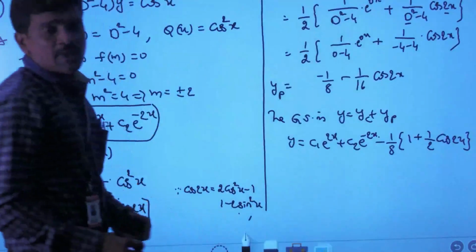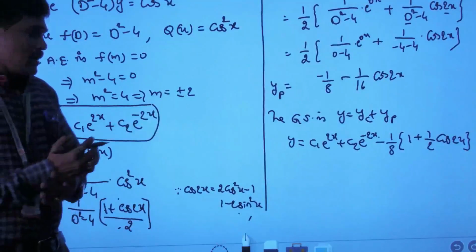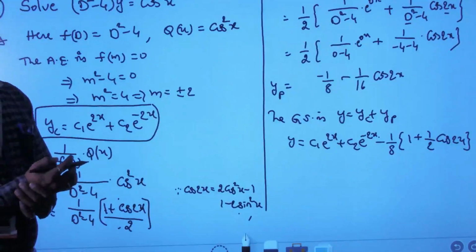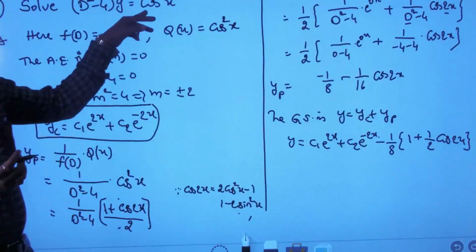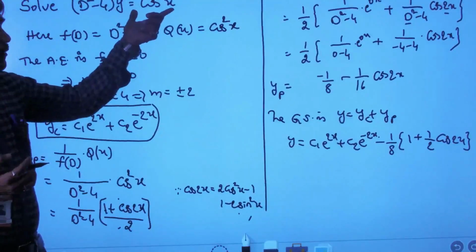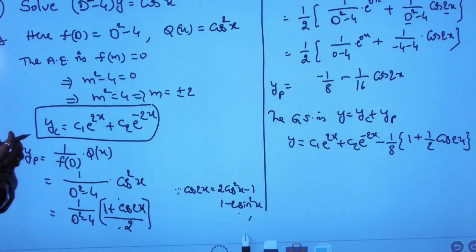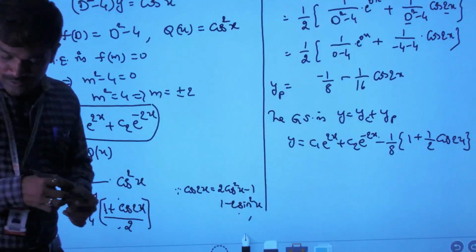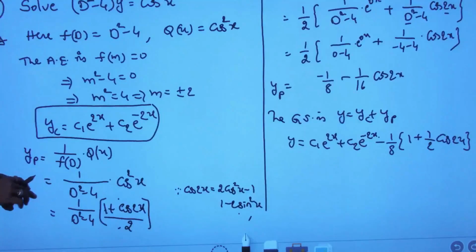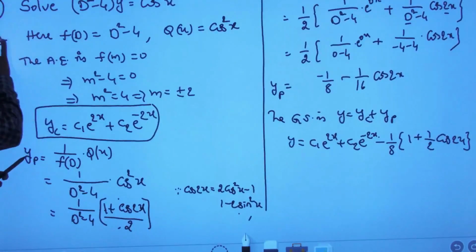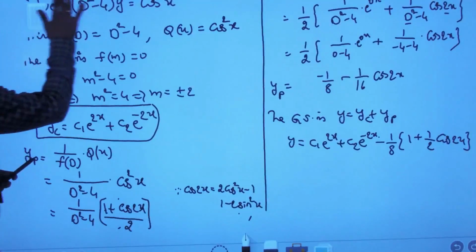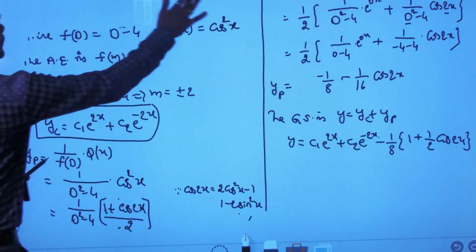So this is our solution: y is equal to yc plus yp. Now in this problem we discussed when q is cos square x. So we have another problem. In that case, how do we find the particular integral? So what is our next problem?